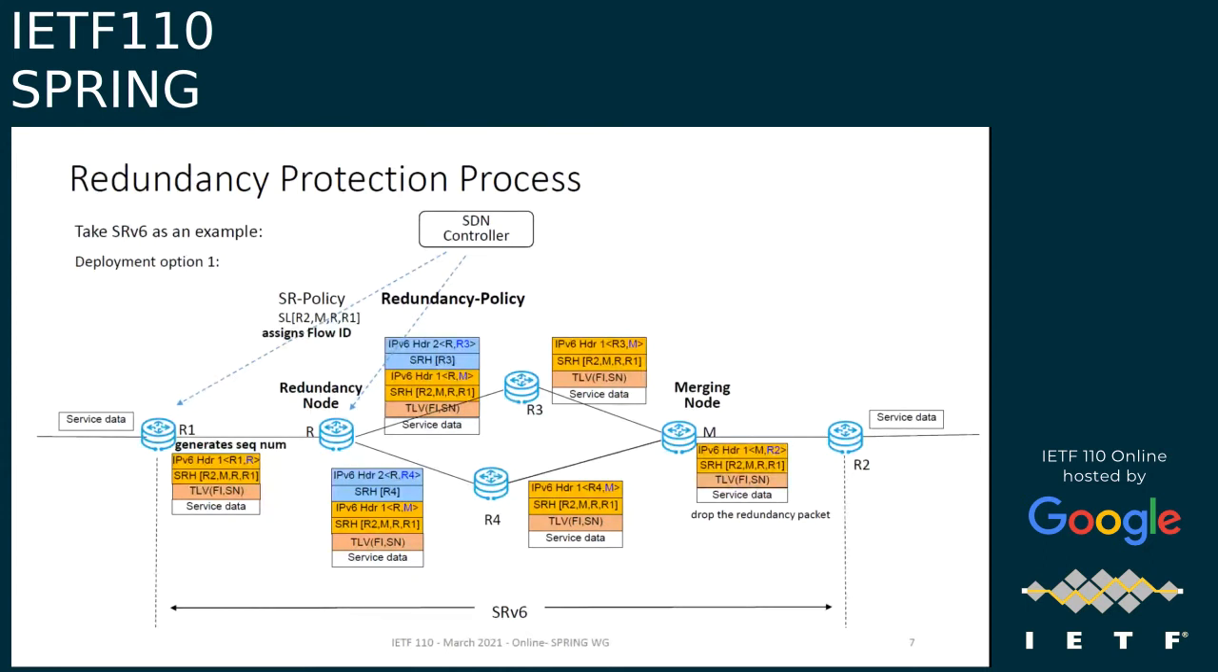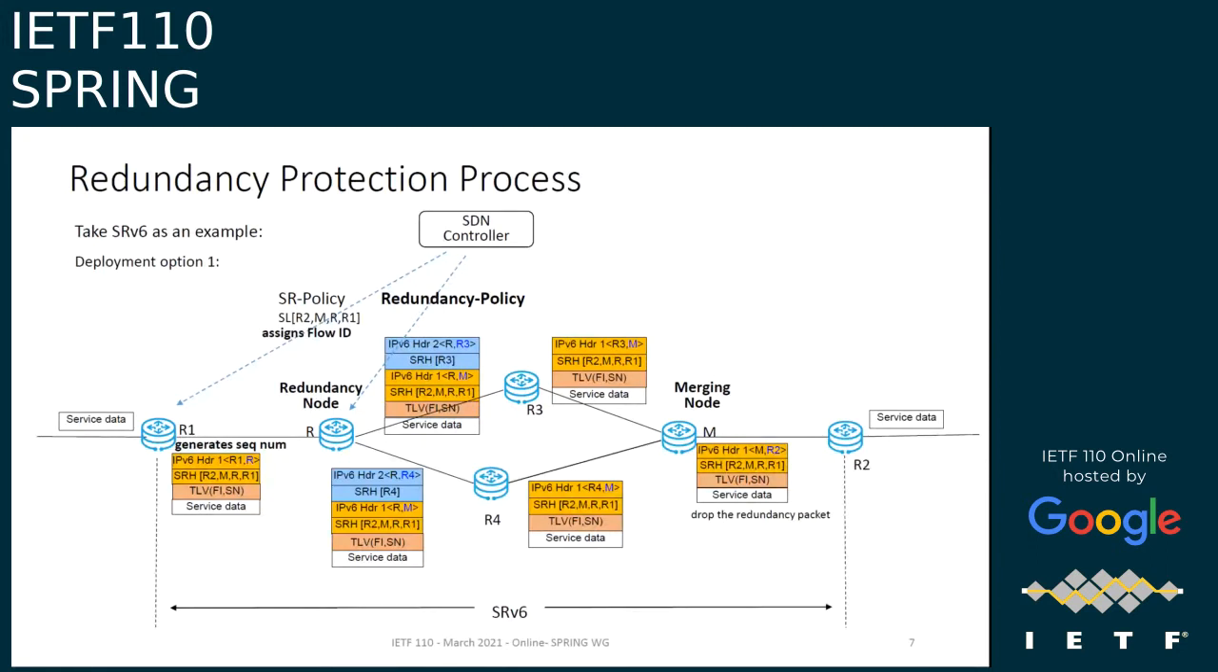In this case, the segment list is R3 and R4, and the reason we are not including the merging node M here is that when the sequence number and the flow ID are used in the merging node, it will need the flow identification and sequence number in the inner IPv6 header, or maybe there is another alternative to use it.